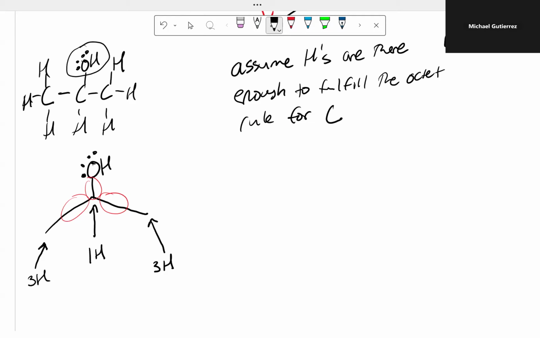Now let me show you another type of molecule here. We'll get into this in a couple of chapters, but let's look at what we call cyclic molecules, where the carbons are attached in a ring.